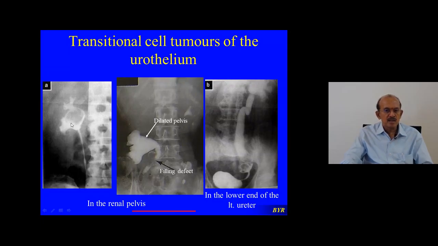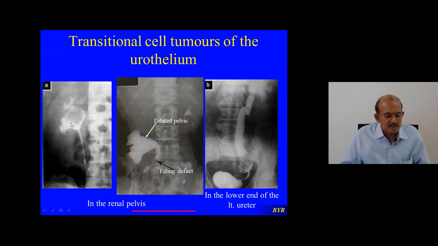Can this be a calculus? It is seen as black. Dye is seen as white. The shadow is seen as black. Calculus will be seen as black or white shadow. Calculus usually is seen as white shadow. So white and white, you can't make a differentiation. But I am saying that it can be due to calculus.